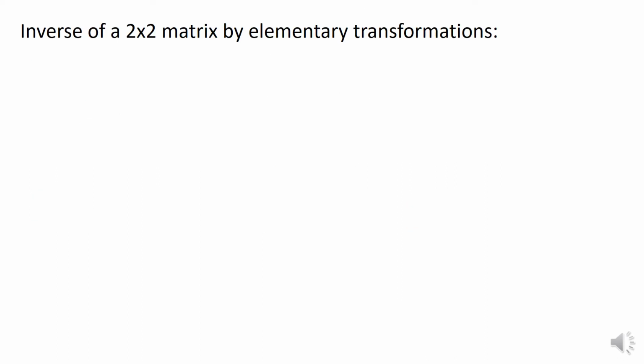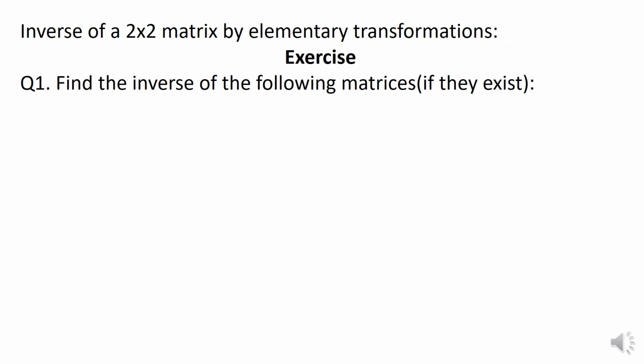Let us find the inverse of a 2 by 2 matrix by elementary transformations. Exercise. These sums have been taken from the science and the commerce textbook. Same sums have been given in both the textbooks. Find the inverse of the following matrices if they exist. The first case, they have given us a 2 by 2 matrix.